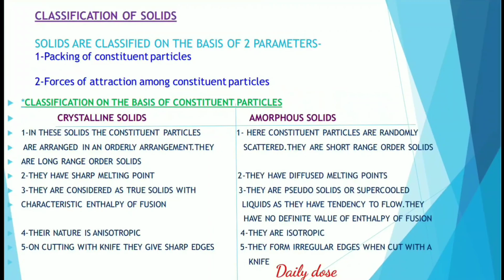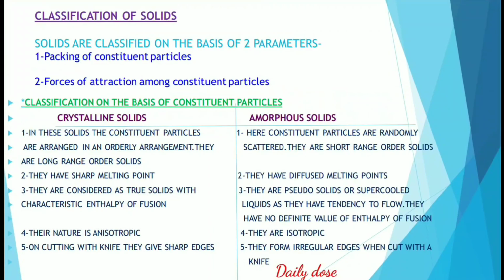So crystalline solids are also known as the true solids and they have a characteristic enthalpy of fusion. Whereas amorphous solids are pseudo-solids or supercooled liquids and they have the tendency to flow. So they have no definite value of enthalpy of fusion. Next point is crystalline solids are anisotropic in nature.